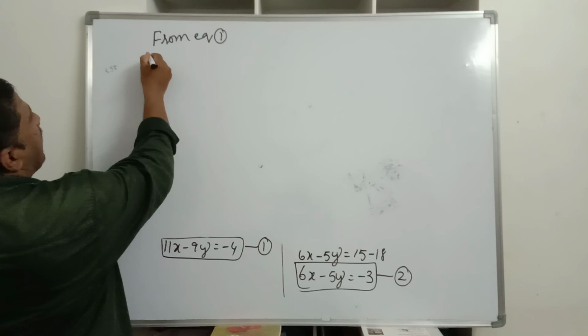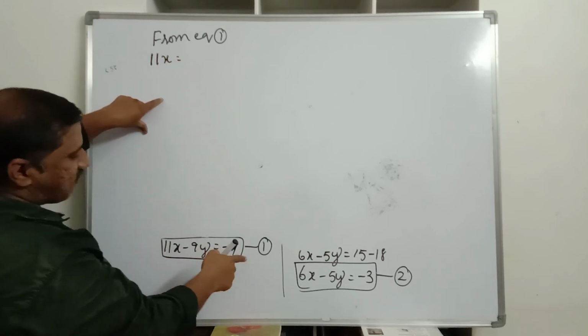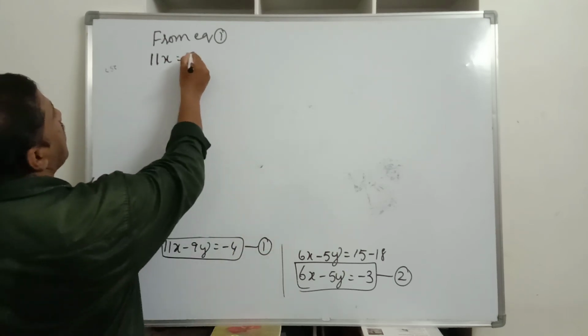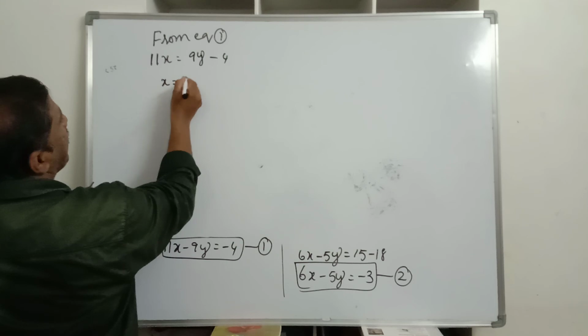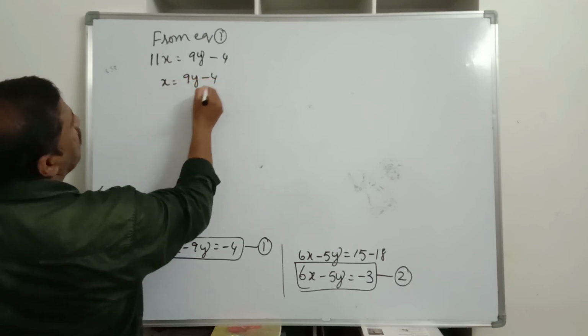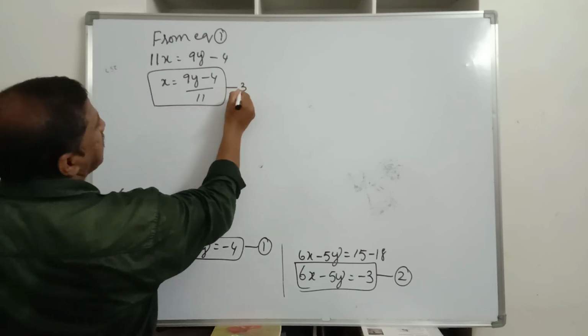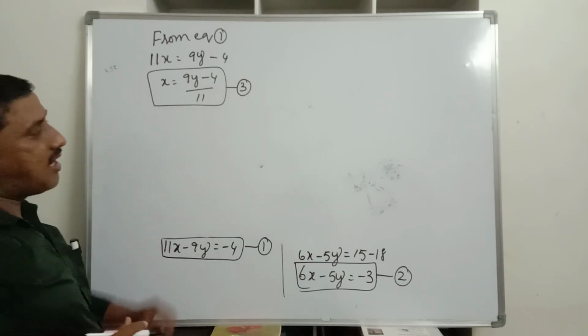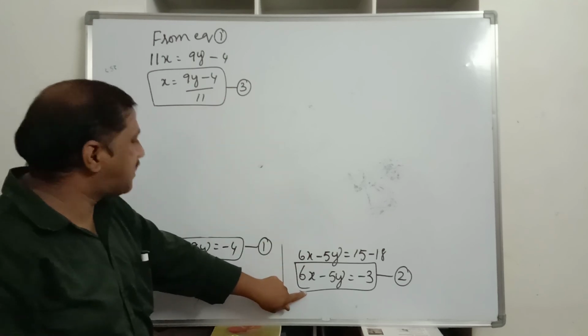So I want to find x. That is 11x is equal to, transposing minus 9y to the RHS, we get 9y minus 4. Now x is equal to what? 9y minus 4 divided by 11. So take this as equation number 3.